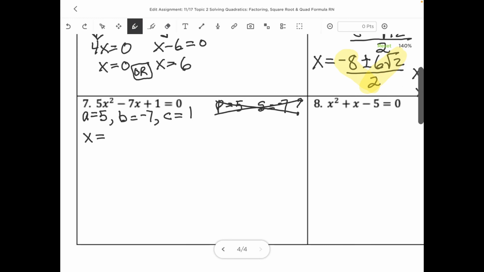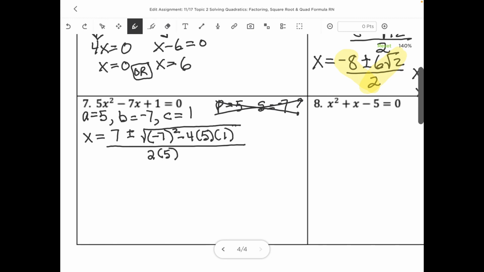And so that's going to be x equals the opposite of negative 7. That's going to give us positive 7, plus or minus the square root of, and again, parentheses around B. And this is really important because you're squaring a negative. And if you don't use the parentheses, the result will not be correct. So b squared minus 4 times 5 times 1 all over 2 times 5. So opposite of b, plus or minus the square root, b squared minus 4ac all over 2a.